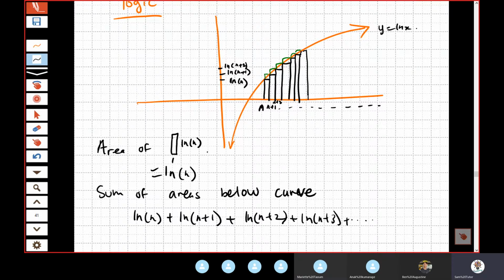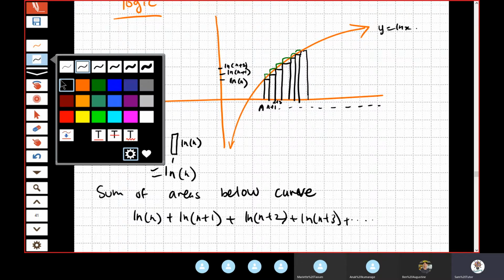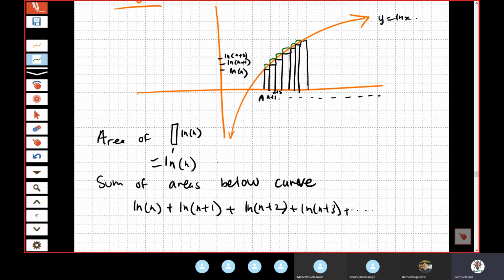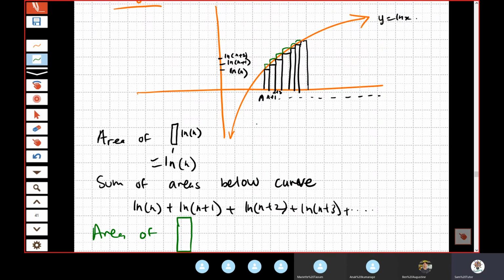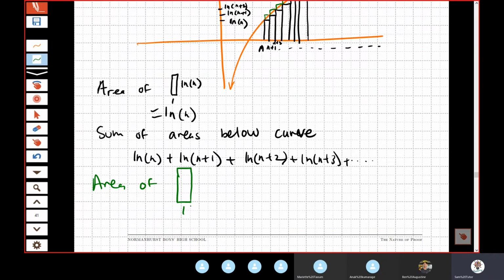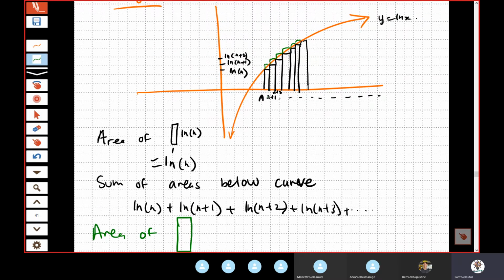Yeah. Okay. I'm going to do the exact same thing for the area above. So let's do that in green. So let's find the area of the longer ones, the ones above. Again, what would the width be? Well, the width is still 1. Right? What would the height of the green one be? Mariette, what do you reckon? What's the height of the green one?